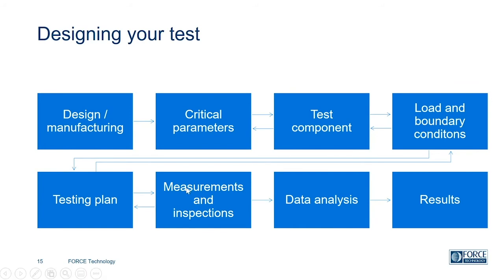Now you see in many of these areas, I have arrows going in two directions, but that's because our test component design is going to be a function of the critical parameters that we're trying to investigate.